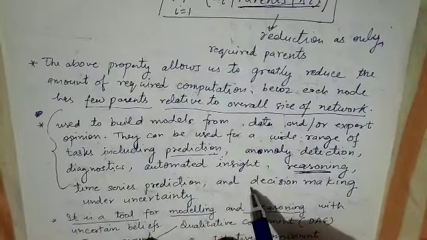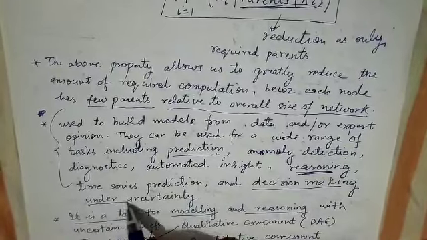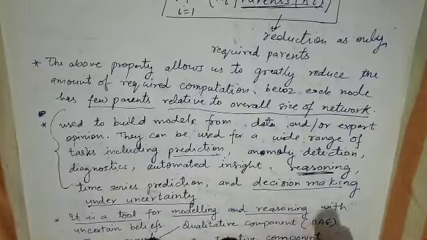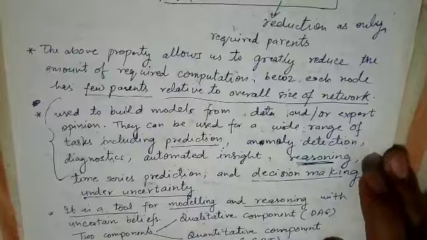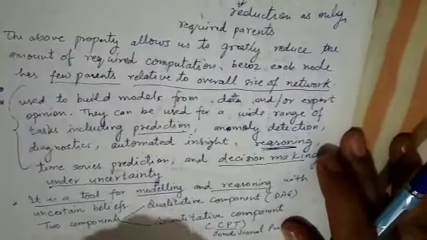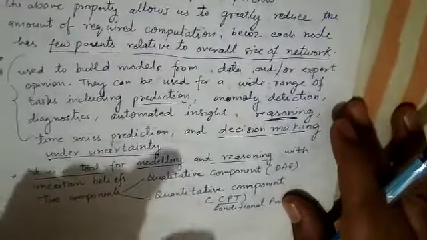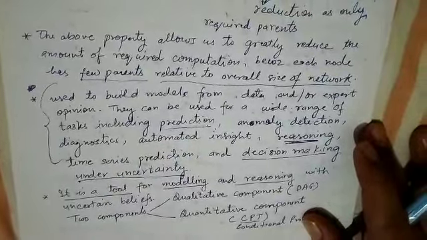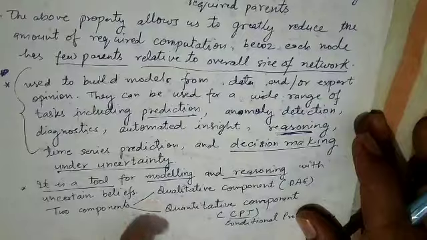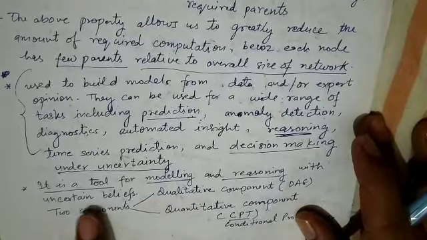Just see here, decision making under uncertainty. We don't have the exact information available. We have some uncertain data. So using those uncertain data, we can make a good decision by using what? By using Bayesian networks. Basically, it is a tool for modeling and reasoning with uncertain beliefs.